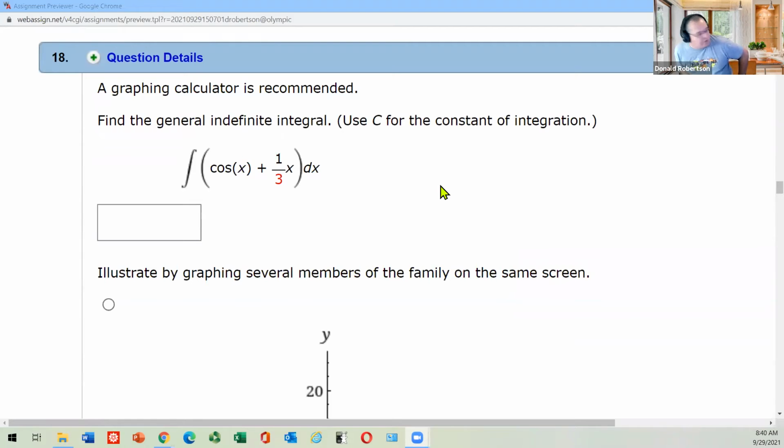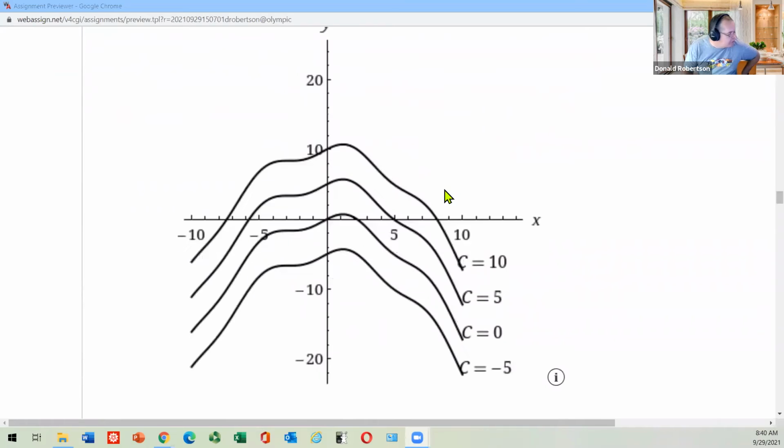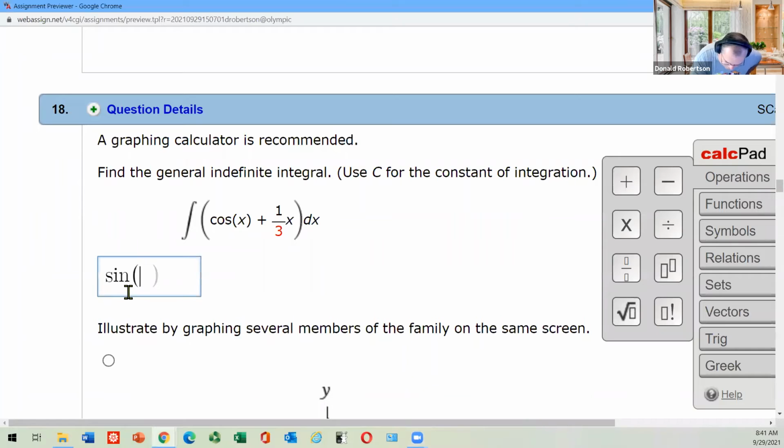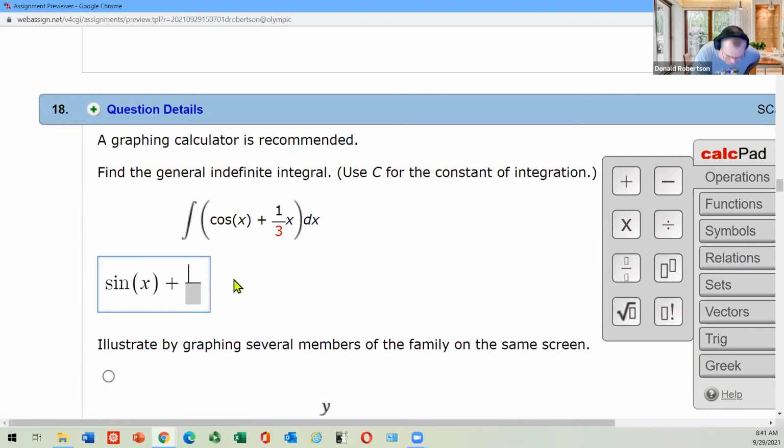Would you agree that's just a sine of x plus 1/6 x squared, right? Nothing needs to be done. Oh, and then they said, illustrate by graphing several members of the same family. Right, if you do this one, you will get sine x. I guess I'll put brackets on it because that's what they do. You get a sine x plus eventually 1/6 with an x squared. And then a plus big C, right?